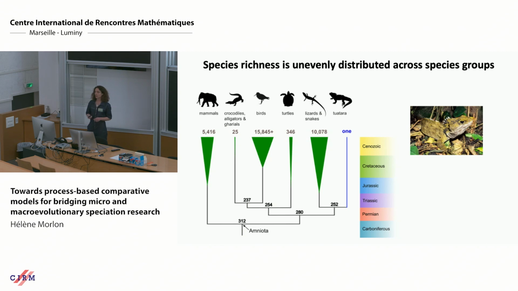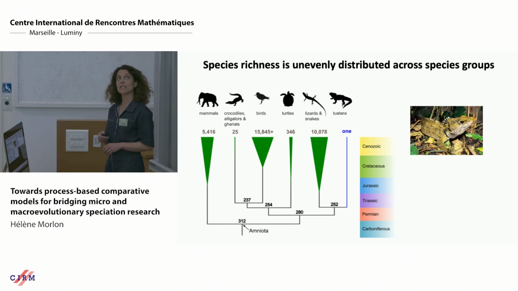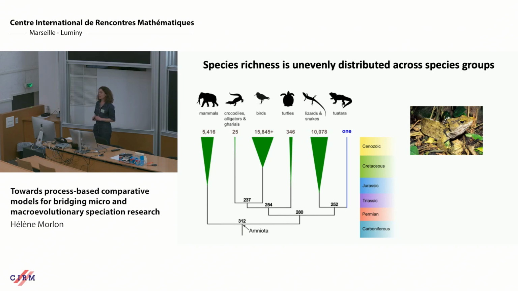So one iconic example of this heterogeneity is the example of the tuatara, which has only one representative species today. Its sister group, the lizards and snakes, have more than 10,000 species, so there's a huge heterogeneity in the number of species, even though these groups have the same age, and this type of imbalance in the tree of life, we see it all over the place in different groups of organisms.